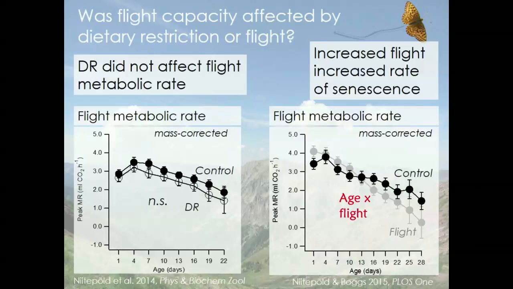But what's interesting is that there was this interaction between age and the flight treatment, suggesting that individuals that were forced to fly were losing their ability to fly faster. So they were senescing faster than the control females.